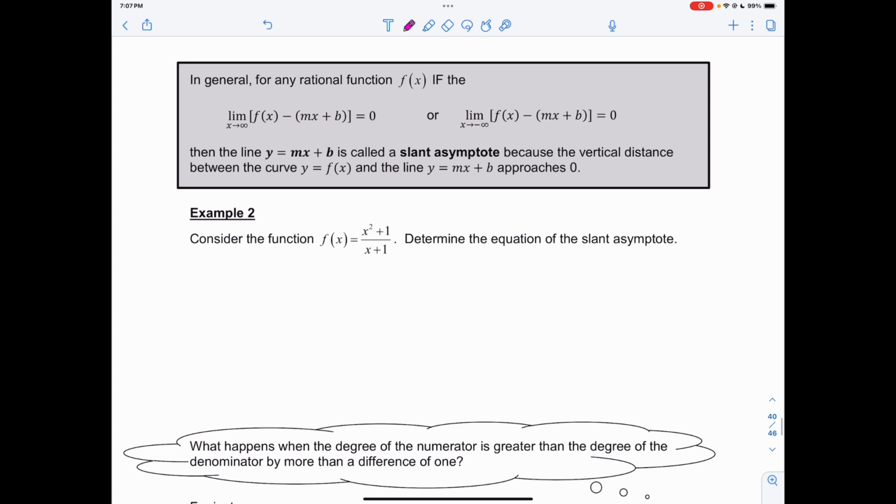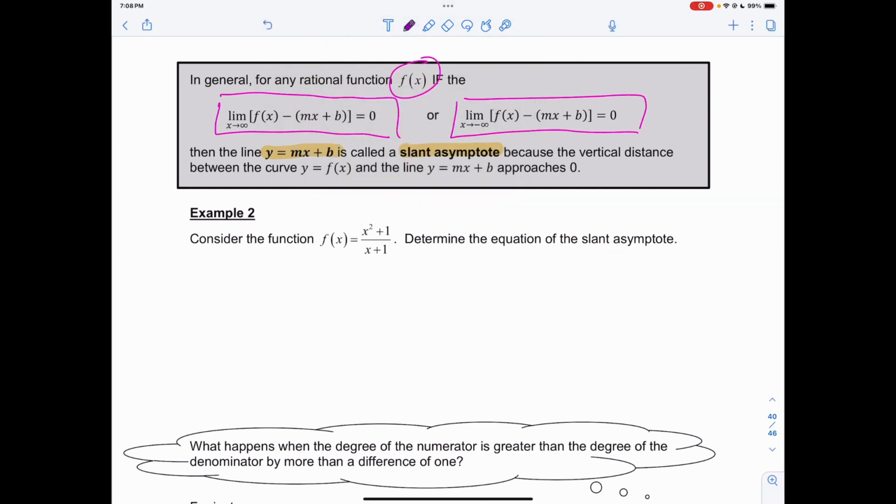So once again, in general, for any rational function f of x, if the limit as x approaches infinity of f of x minus (mx plus b) equals 0, or the limit as x approaches negative infinity of f of x minus (mx plus b) equals 0, then the line y is equal to mx plus b is the slant asymptote, because the vertical distance between the curve and the line is going to approach 0.